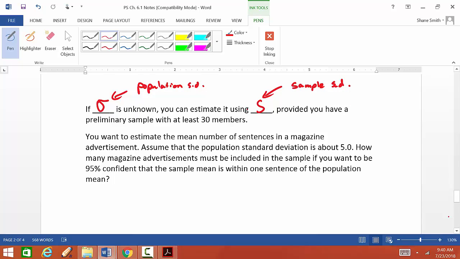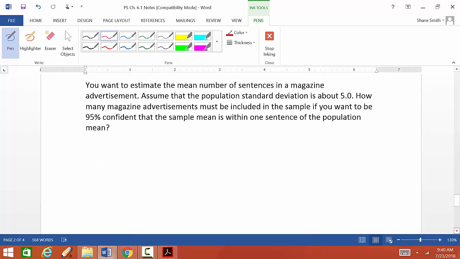Okay, so it says you want to estimate the mean number of sentences in a magazine advertisement. Assume the population standard deviation is 5.0. How many magazine advertisements must be included in the sample if you want to be 95% confident the sample mean is within one sentence of the population mean? So first of all, my question is, how many magazine advertisements must be included? So basically it's asking for a sample size.